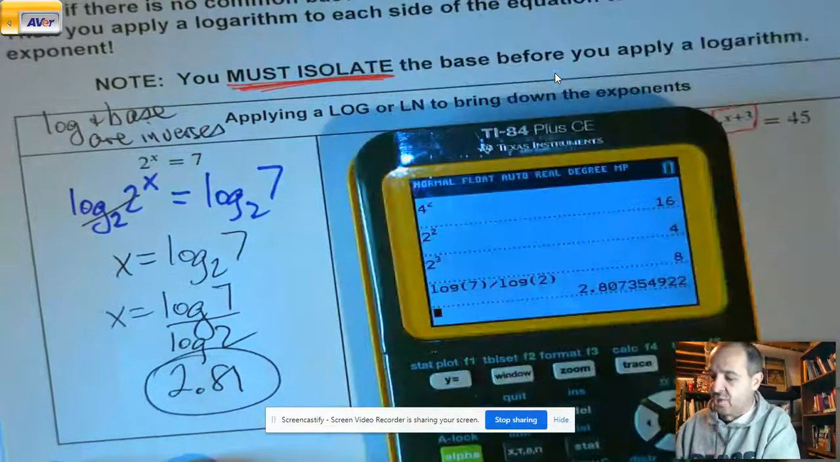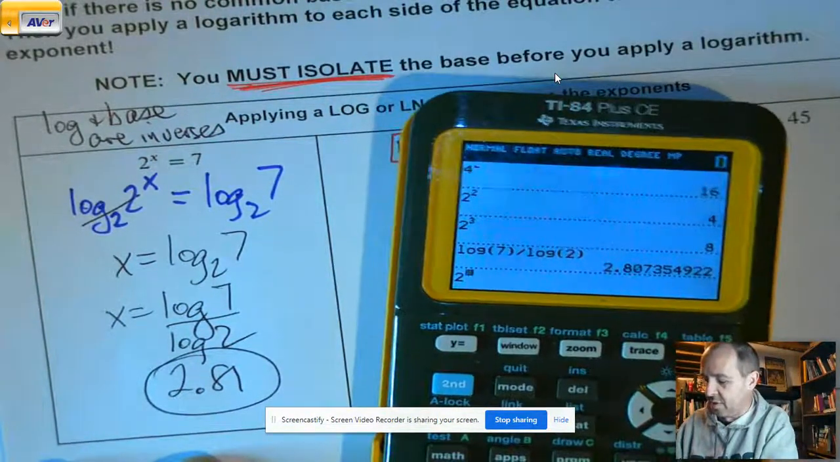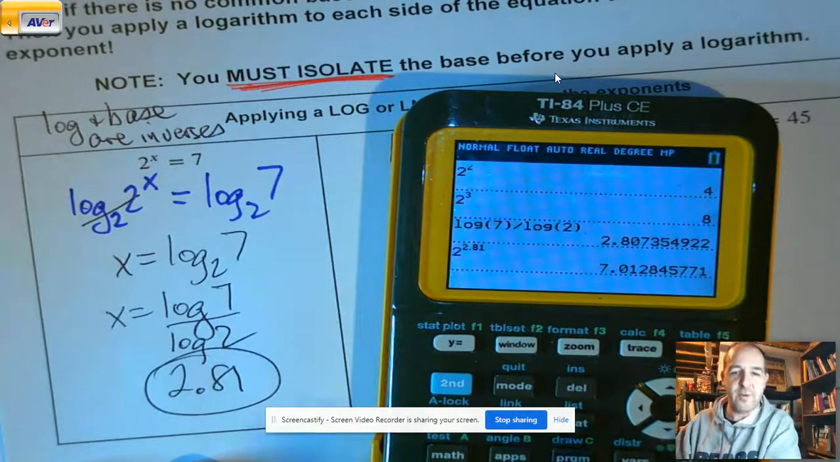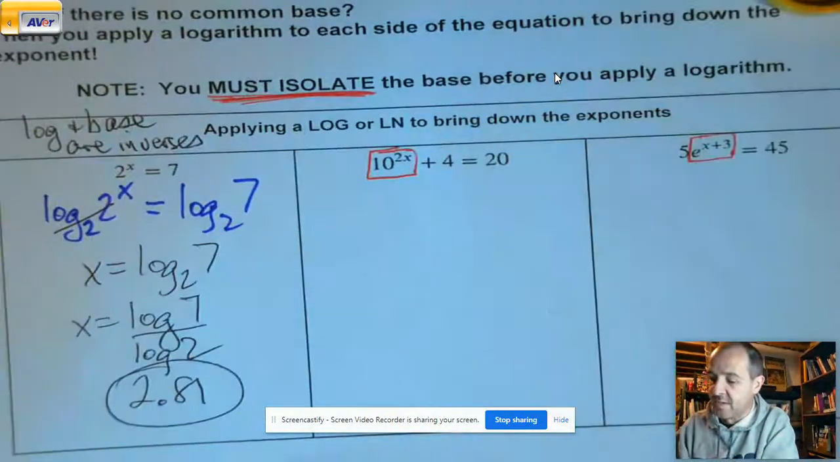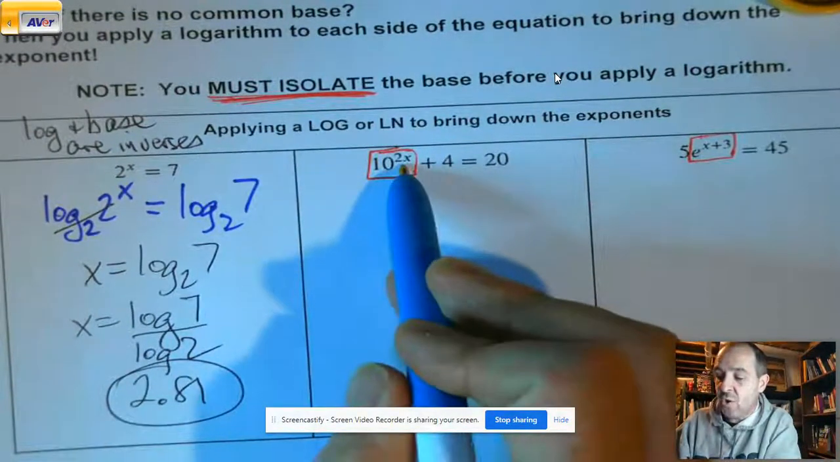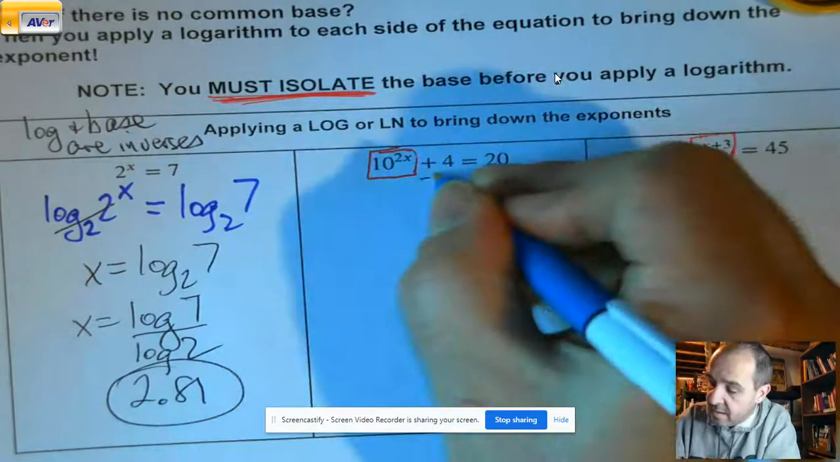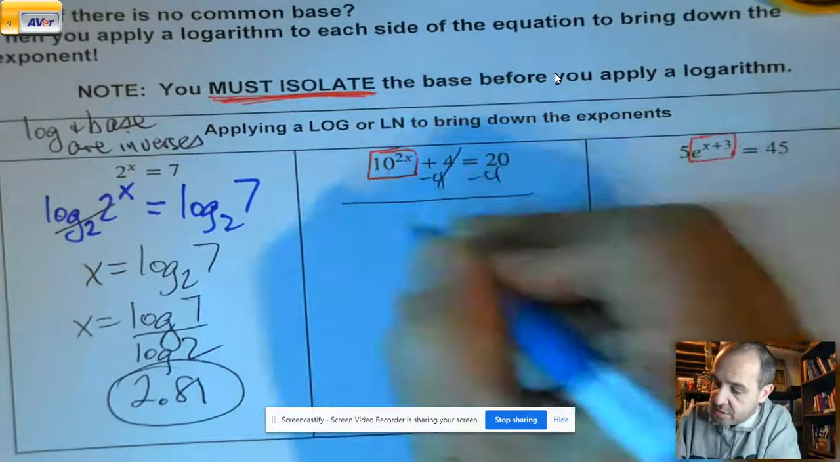Then I can always go back and check. I mean, you don't have to do this, but I'm just curious. 2 to the 2.81 power. Again, with rounding, it's slightly off, but yeah, I basically got the right answer. But again, if your base, whatever has the exponent to it, is not isolated, that's got to be done first.